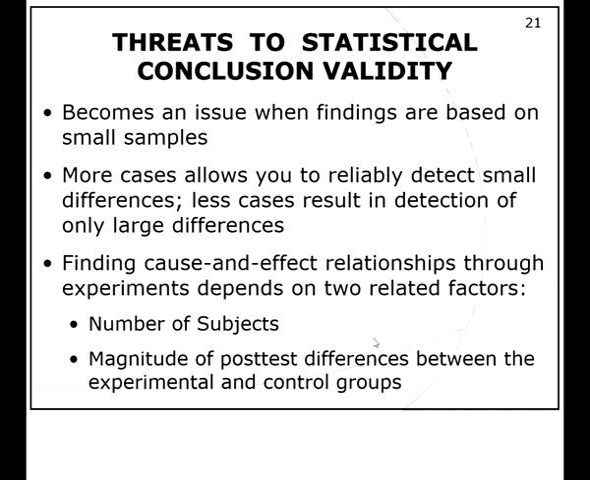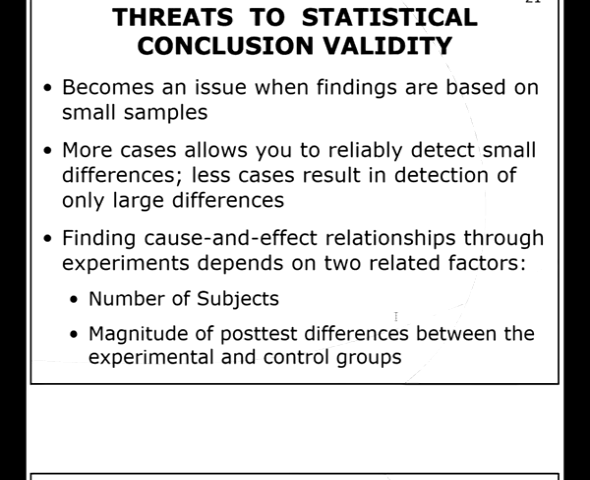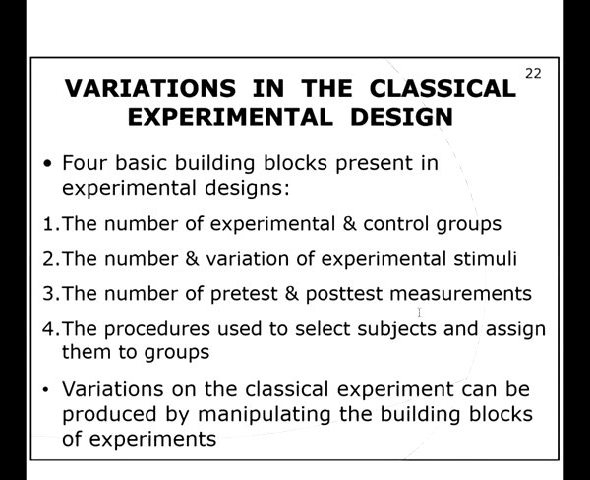So there are four basic building blocks present in experimental designs: the number of experimental and control groups, the number and variation of the experimental stimuli, the number of pretest and post-test measurements, and then the procedures used to select subjects and assign them to groups. And so these are the various ways that it's varied.